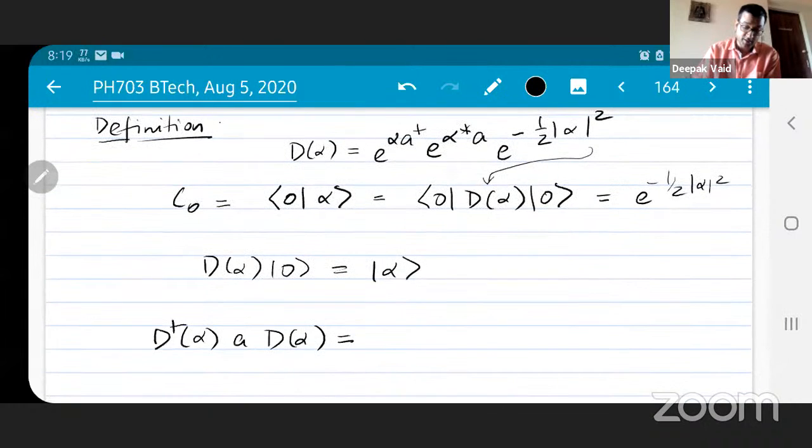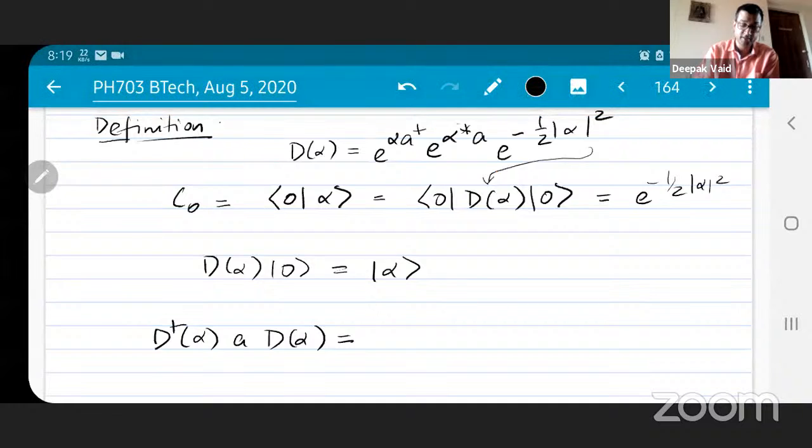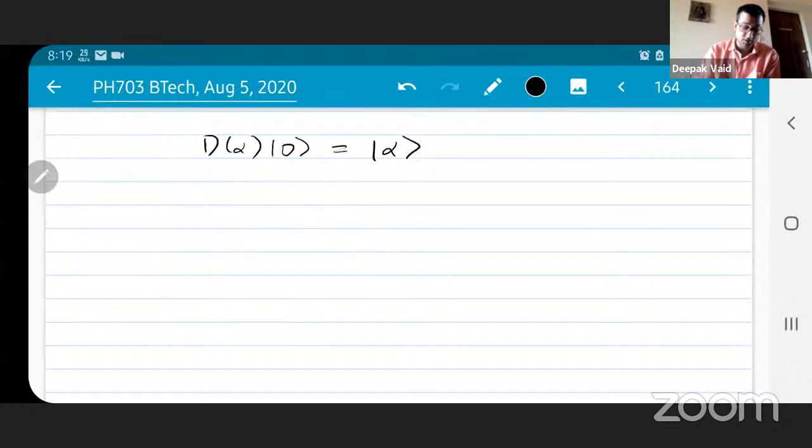Now, one thing is that here, what you have in the definition of d alpha is the product of the exponential of two operators. It's the exponential of A dagger and the exponential of A. So we can use something known as the, what I had told you about yesterday, I didn't actually prove it, that there is something called the BCH identity.